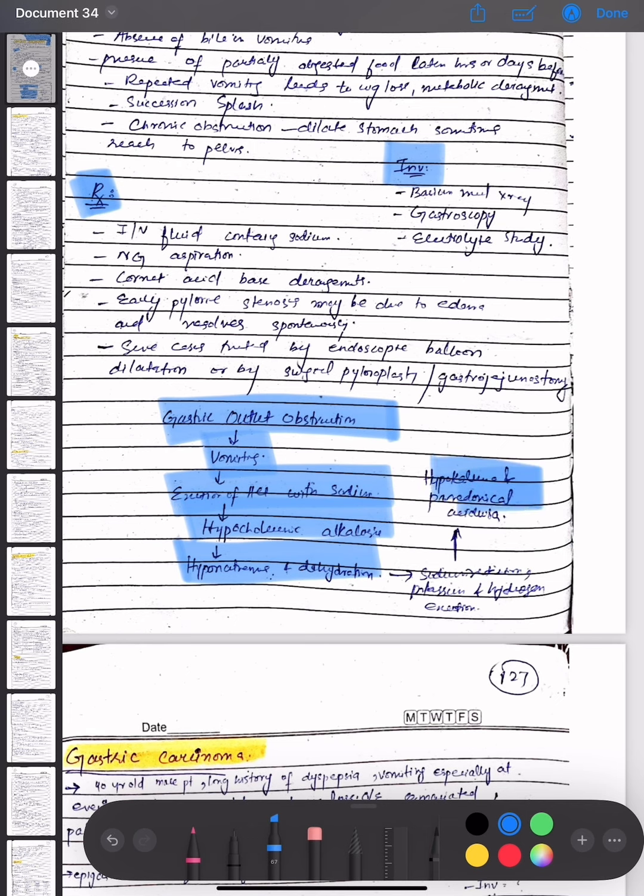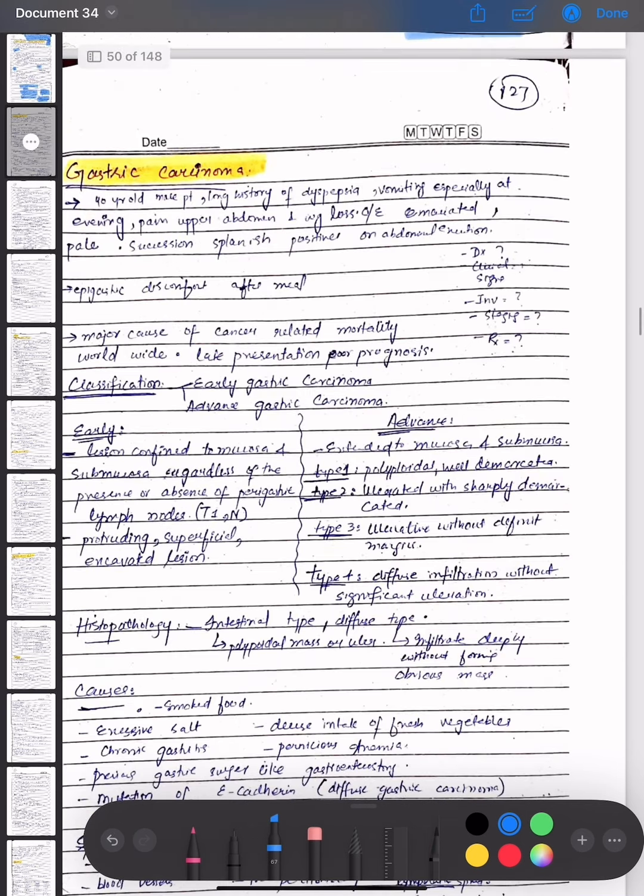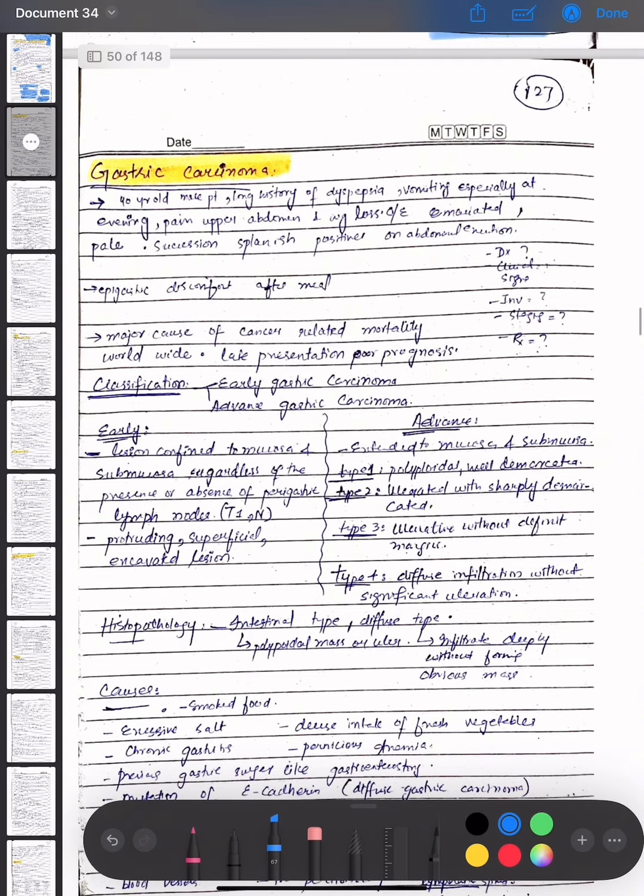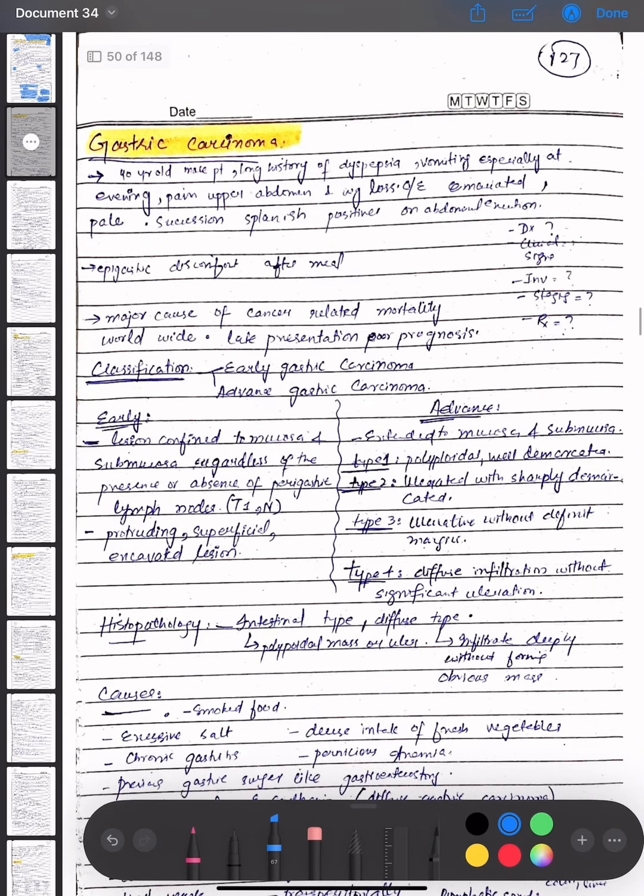Now coming towards gastric carcinoma, which is a very important topic. We have a scenario of a 40-year-old male patient with a long history of dyspepsia, vomiting especially in the evening, upper abdominal pain and weight loss. On examination he is emaciated and pale, with succussion splash positive on abdominal examination. Now what is the diagnosis, what are the clinical signs, investigation, staging and treatment?